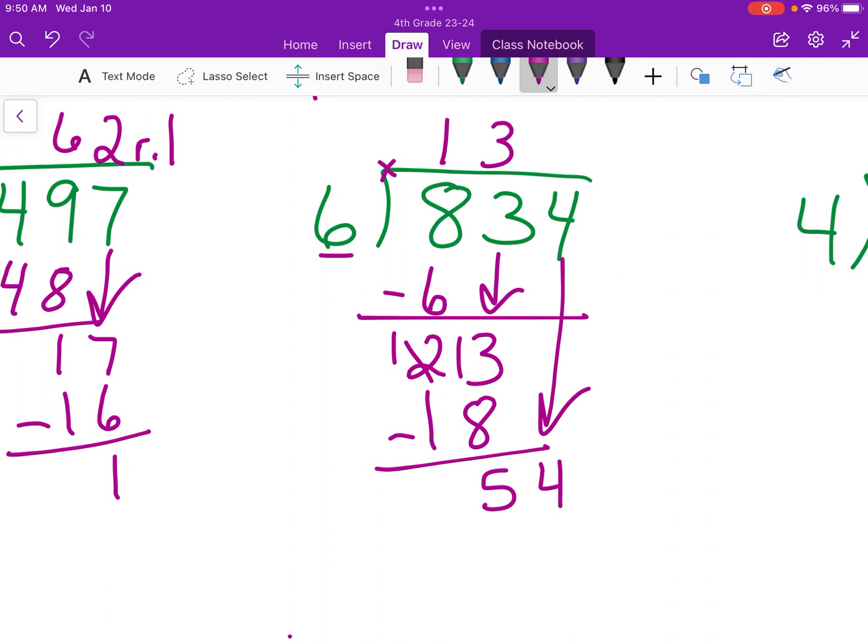6 can go into 54, or 54 divided by 6 is 9. 9 times 6 is 54. Subtract that out to get 0. So our answer for 834 divided by 6 is 139.